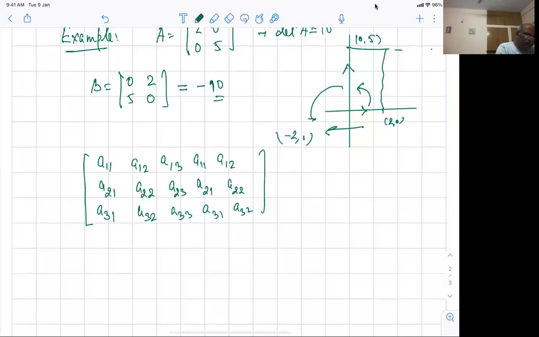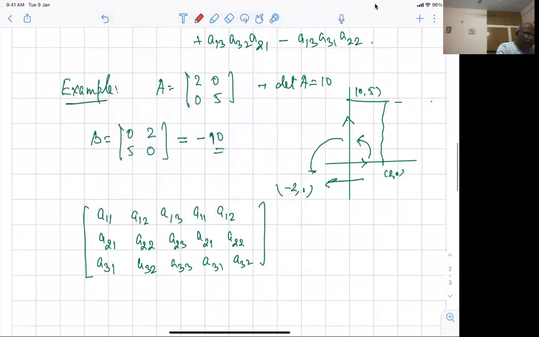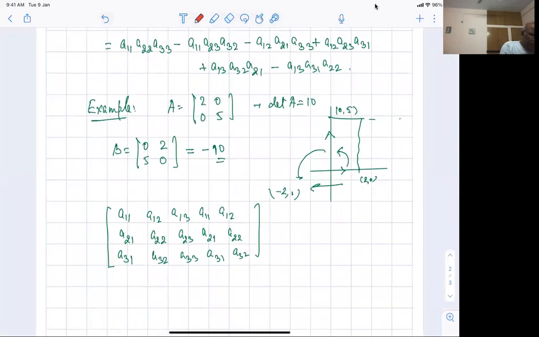I would like you to see that what are the positive terms in this expansion. Just try that out. So if you look at that part here, this is the first one, which is the positive one that you are looking at. Second positive is A12, A23, A31. This is the positive one. And the next positive is A13, A32, A21. This is the positive one. These three are positive.